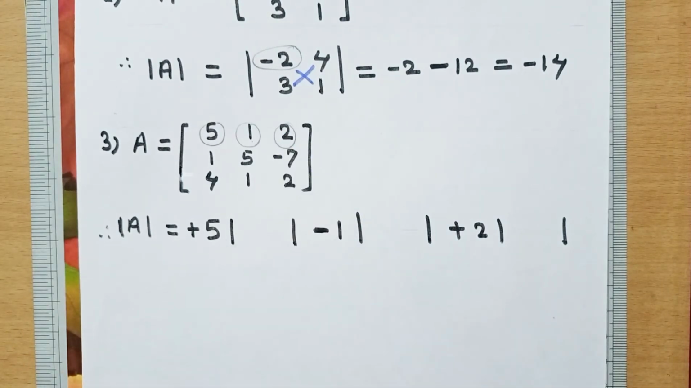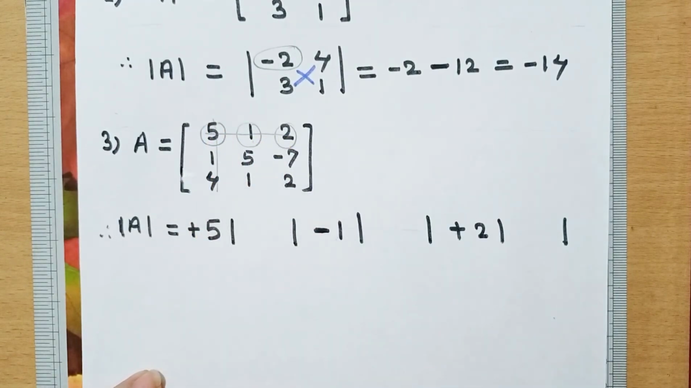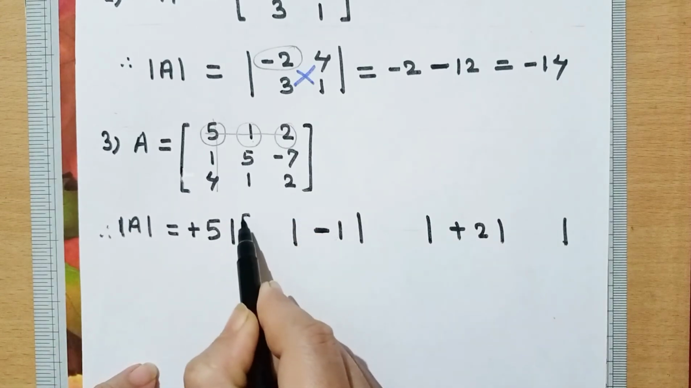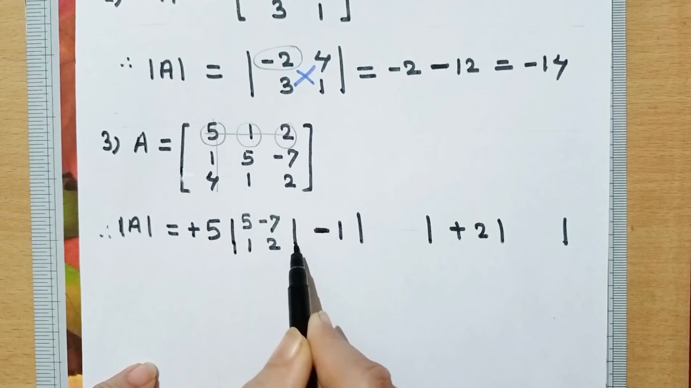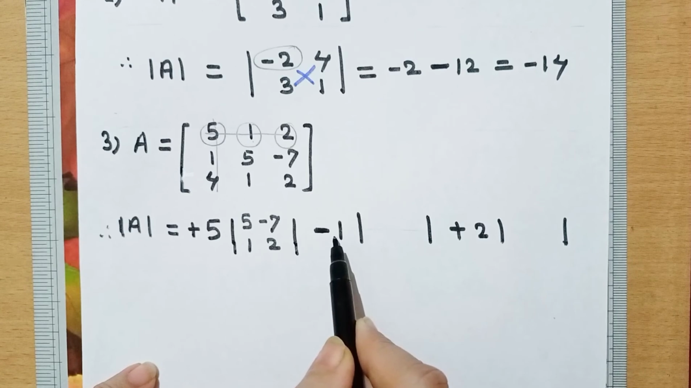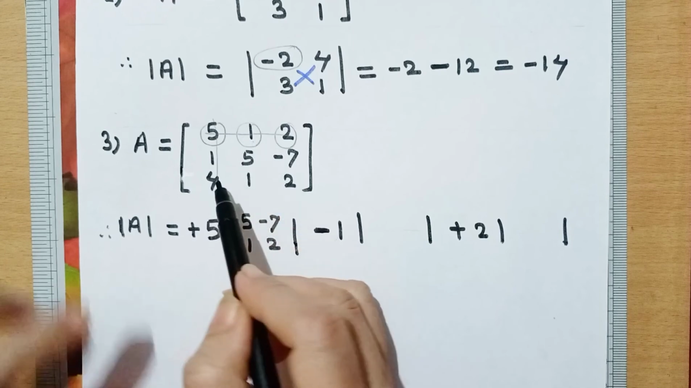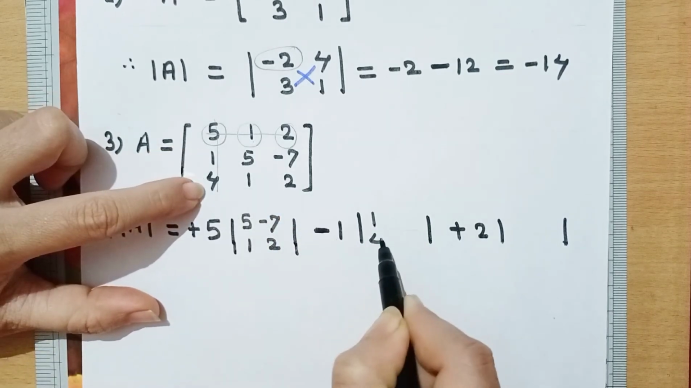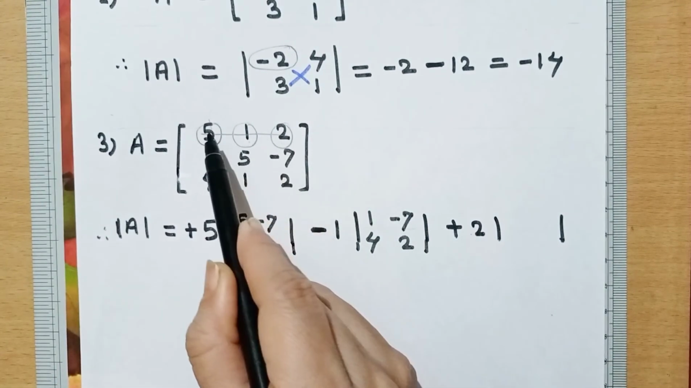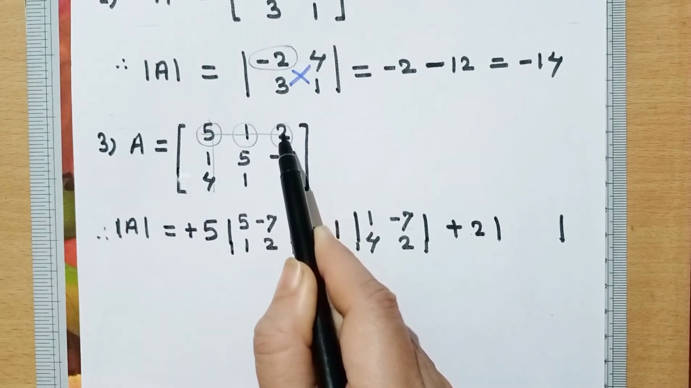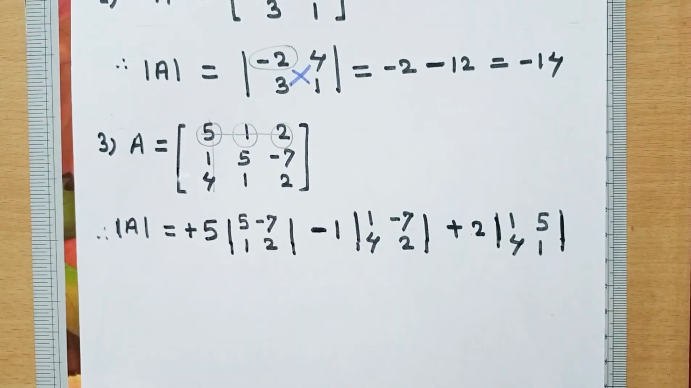Now in the determinant, what will you write? First delete the row and column in which this 5 lies, and so what is remaining? 5 minus 7 and then 1 2. So this you have to write here. Then minus 1, so you have to delete the row and column in which this 1 lies. So what is remaining? This 1 4, and then this you have to write. And 2, that means in which row and column this 2 lies, delete that. So what is remaining? And now you know how to find.